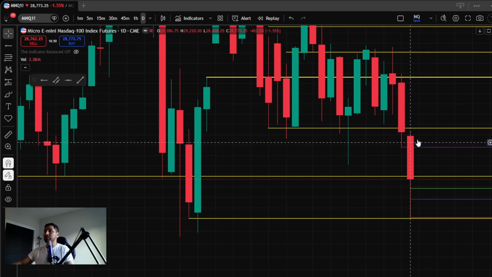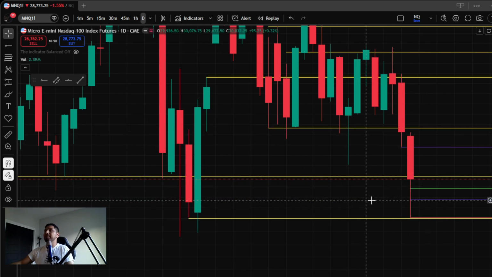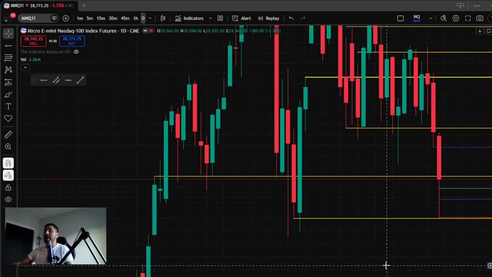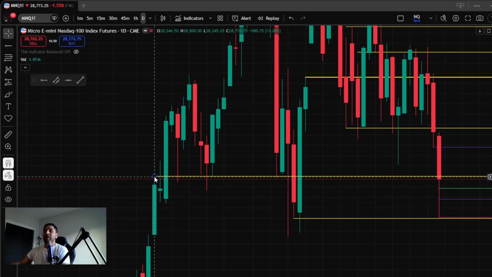So we broke 29,263. I had a level there at 28,800. So why did I have a level there at 28,800? Because on this candle right here, the high of that candle on May 6th was 28,800. So it was resistance, right? Because the next day we went above it, but closed below it. And then we broke above it, right?